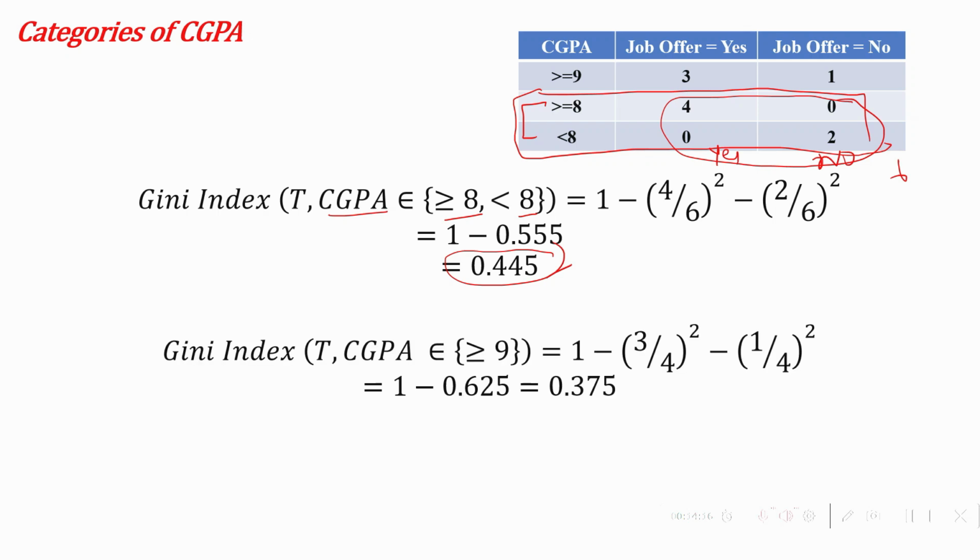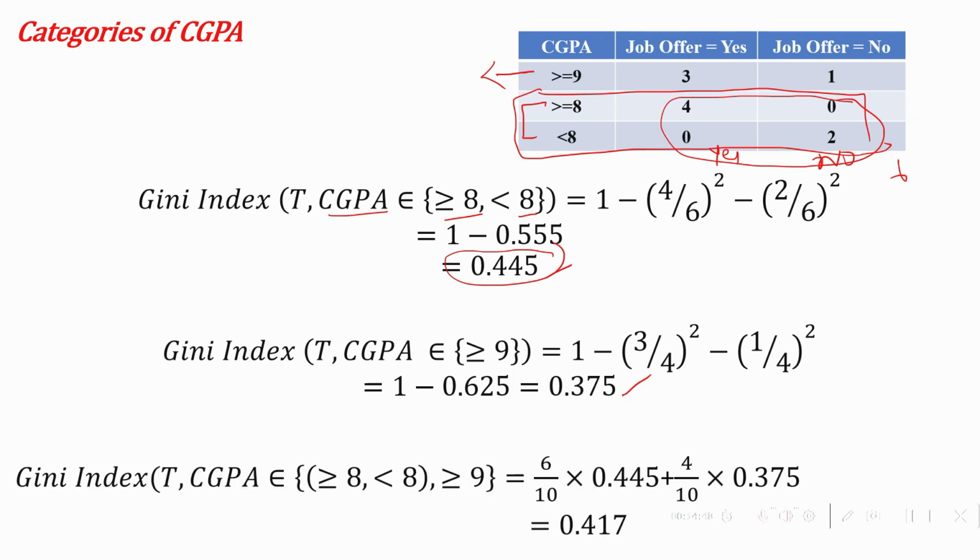Now we are going to find out the Gini index with respect to the other subcategory. The Gini index of the target variable with respect to CGPA greater than or equal to 9, here we have 4 elements. Out of 4 elements, 3 belong to the yes class and 1 belongs to the no class. That is equal to 1 minus (3 by 4) whole square minus (1 by 4) whole square, that is equal to 1 minus 0.625, that is equal to 0.375.